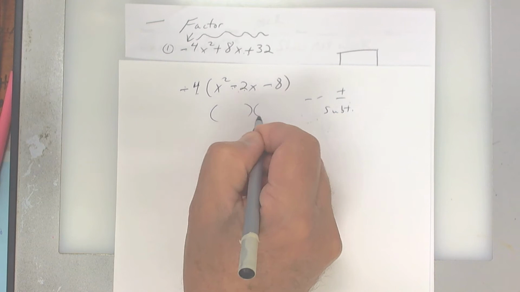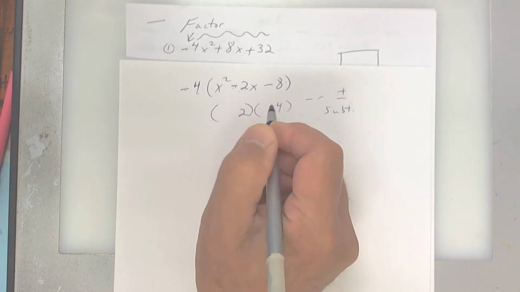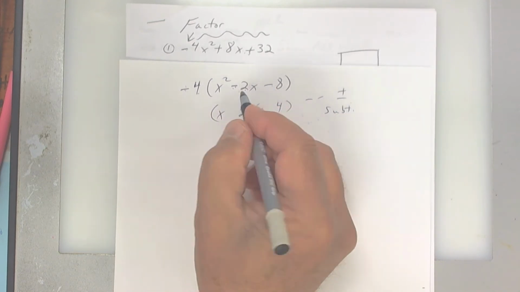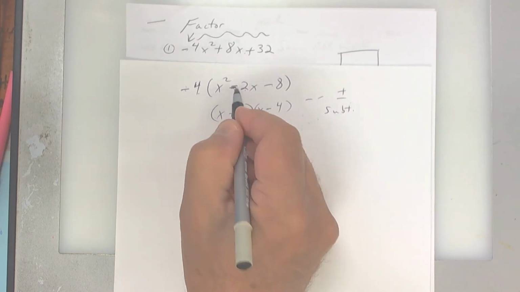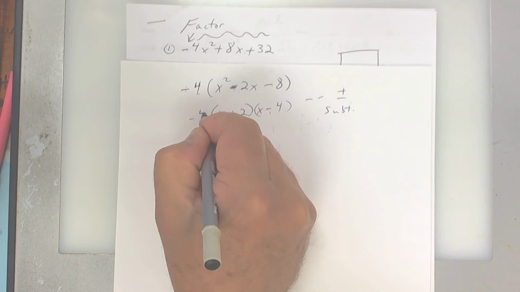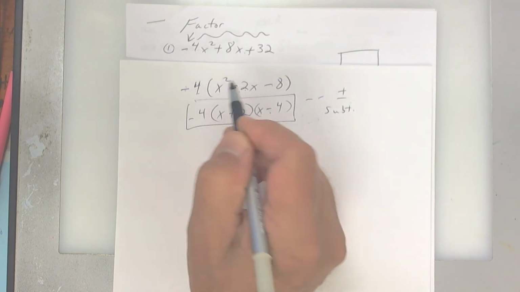So let's talk about that. I guess it's going to be 2 and 4. Since this is a negative, you want it with the bigger number. If it was a positive, then I'd put the positive there. And that should work. There's your answer.